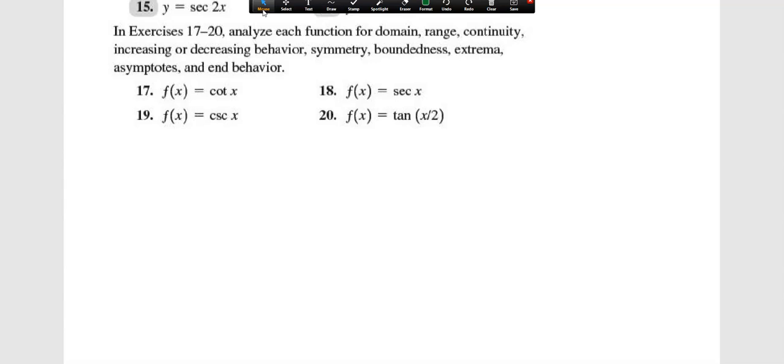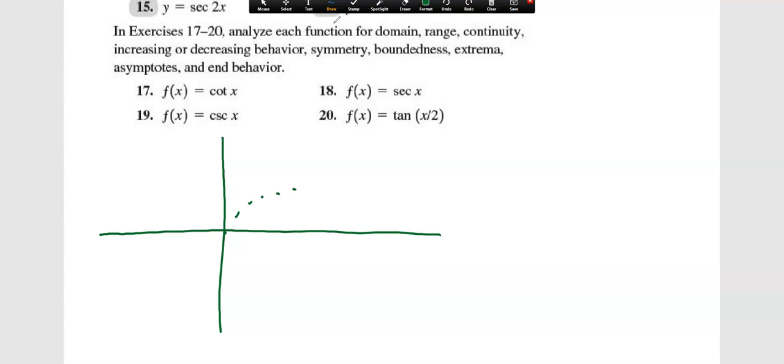Question 19. Analyze each function for domain, range, continuity, increasing. Okay, so question 19, the cosecant function. Cosecant goes with which of the trig functions? Cosecant does not go with cosine. Sine. So the sine function, we know it's going to do something like this.